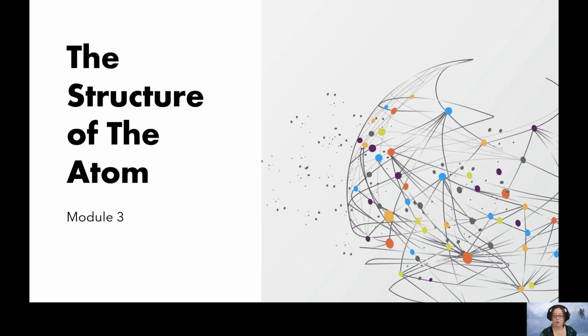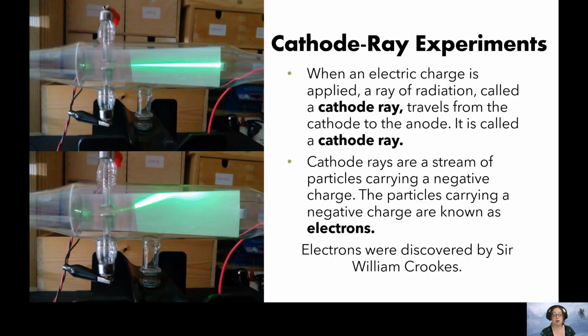Okay, welcome back. We're going to start defining the atom now. And we're going to talk about the different experiments that were used to define the atom. So we're going to start with the cathode ray experiments.